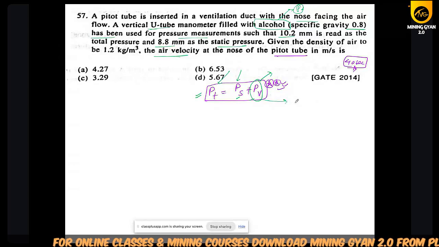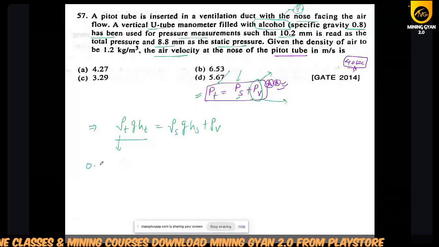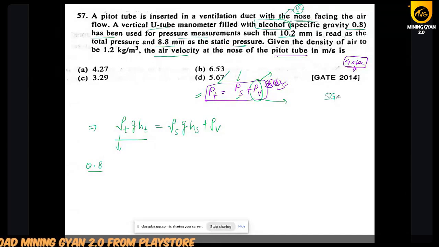Okay, simple question, just don't need to panic. So total pressure, rho g h total, equals rho g h statics plus rho v. So rho he has provided us. What is the density of alcohol we have to consider? This is the 0.8 specific gravity. The specific gravity is rho of the alcohol divided by rho of water.